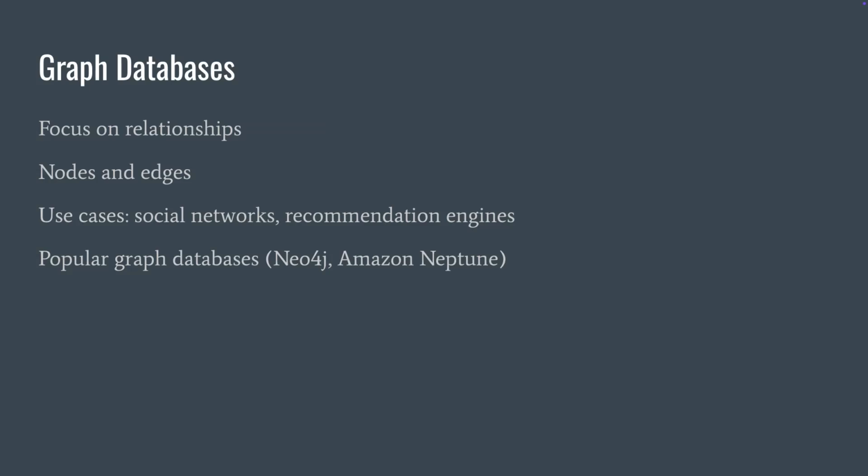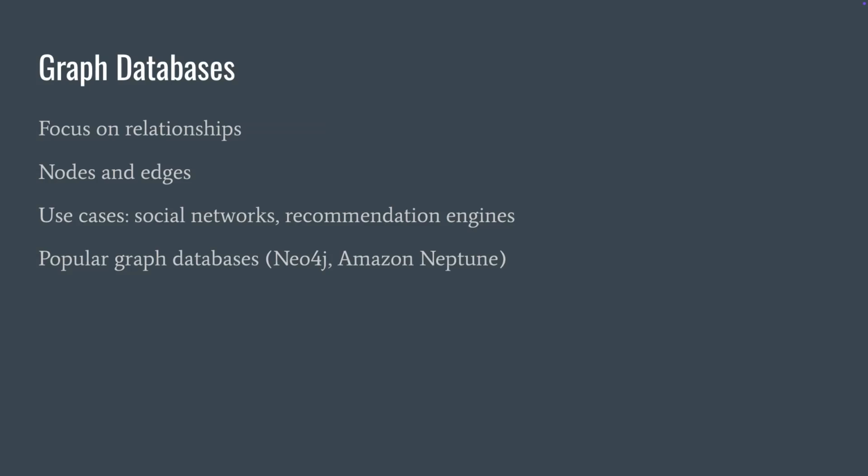And for use cases, graph databases shine in contexts where relationships are paramount, such as social networks, fraud detection, and recommendation engines. So, for example, say you want to build a recommendation system that suggests products based on a user's purchase history, browsing behavior, and social connections. A graph database can handle that complexity more gracefully than a table-based approach.